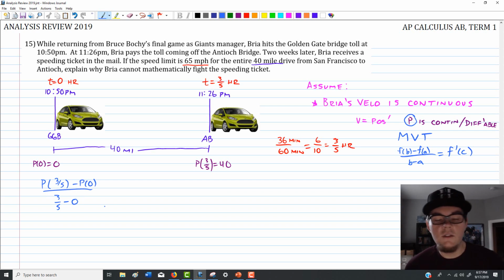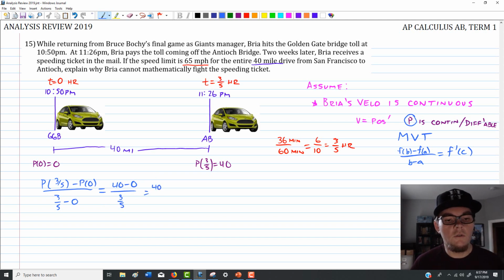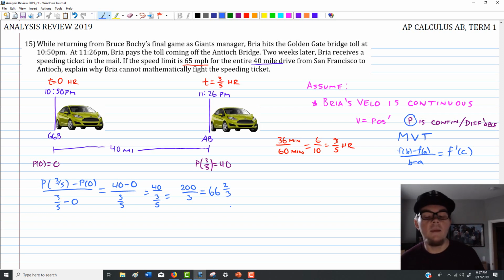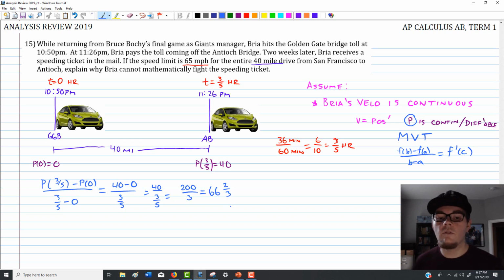So what we've just calculated is her average rate of change of her position, which is the same thing as what we call her average speed. So her average speed over that interval was 40 minus 0 over 3/5, which is 40 over 3/5, which is 40 times 5, which is 200 over 3. And for simplicity, 200 over 3 is 66 2/3. So take that into account. We found that her average speed on that time interval was 66 2/3 miles per hour.